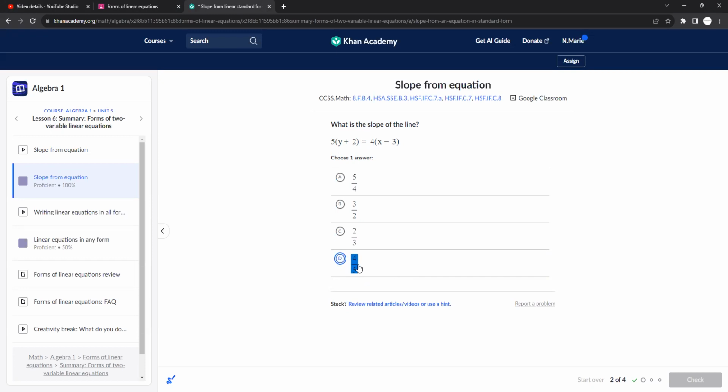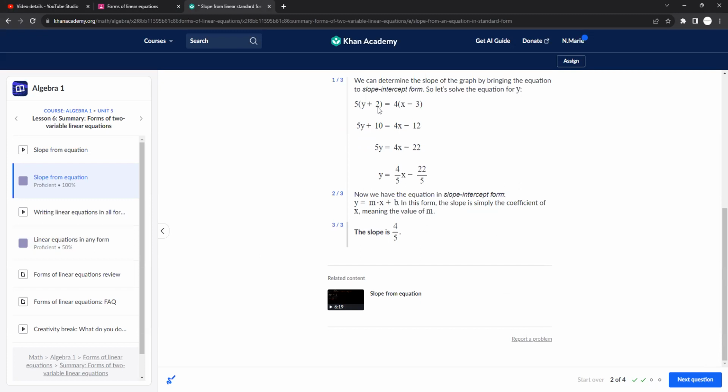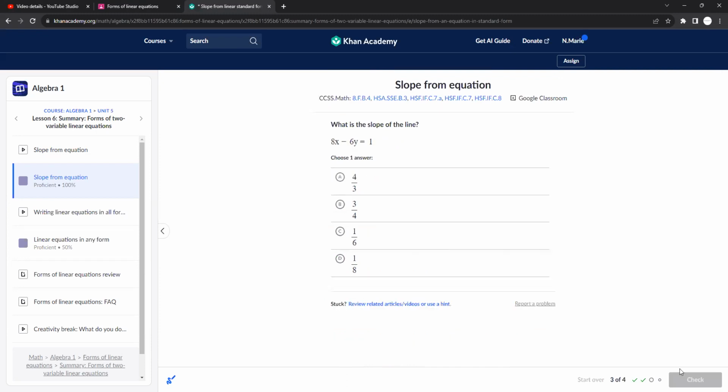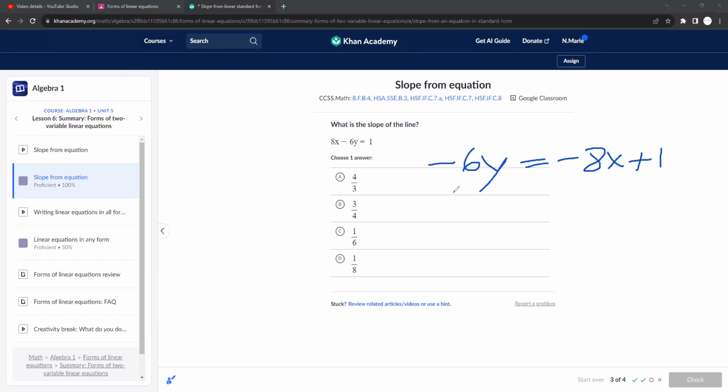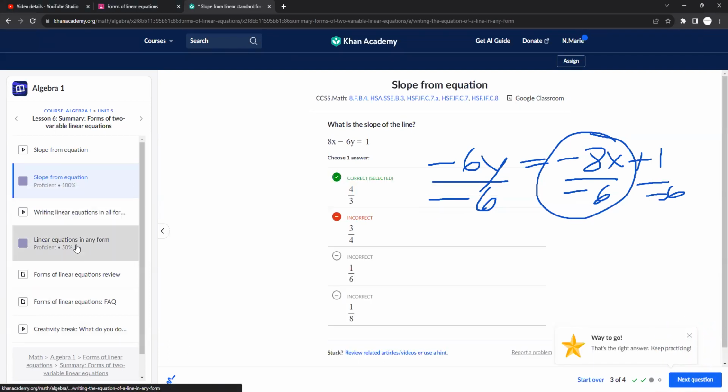This was a little trickier. But you can see here, they pretty much rearranged it into slope-intercept form. You can do that too. This one you can rearrange to slope-intercept form. Divide both sides by -6. Your slope becomes, so you want to focus on this, becomes simplified to 3/4. Wait, 4/3, backwards. All right, let's move on.